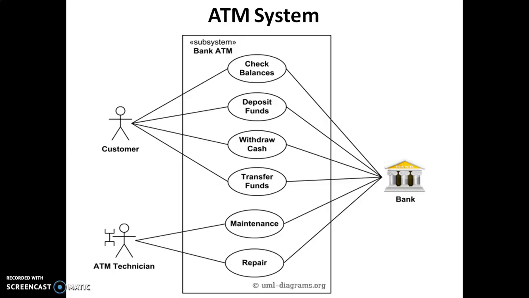Now we just have to check how to draw this use case diagram. See, how many actors are there? First is the customer, then the ATM technician, and then the bank itself. Now we have to check which functions are performed by the customer, the bank, and the ATM technician. When the customer enters the ATM, it checks the balance. According to that, whether he has to deposit funds, withdraw cash, or transfer funds, the customer initiates the action.